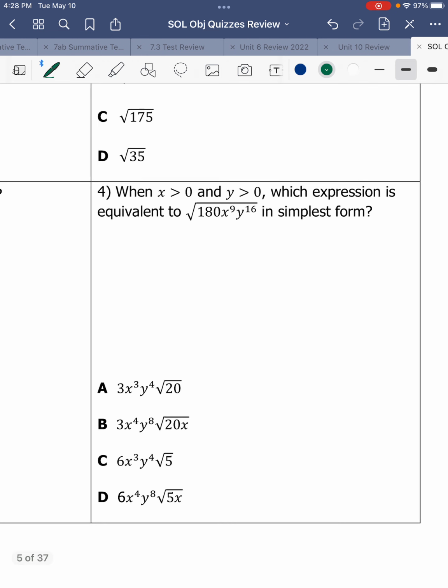All right, let's take a look at number 4. Anytime on the SOL they have the word equivalent, you can use the sliders. So instead of X, we're going to have A, and instead of Y, I'm going to have B. And we're going to put this into Desmos.